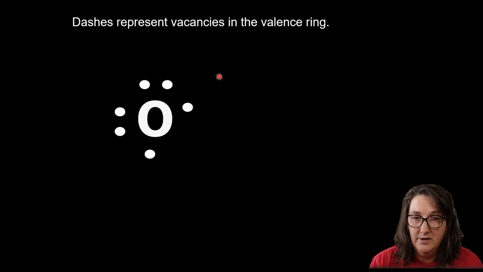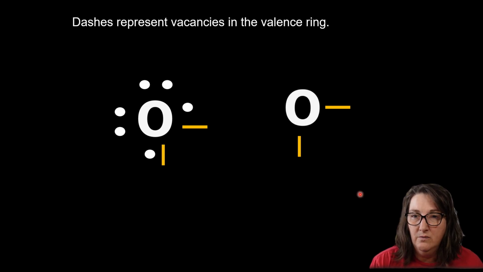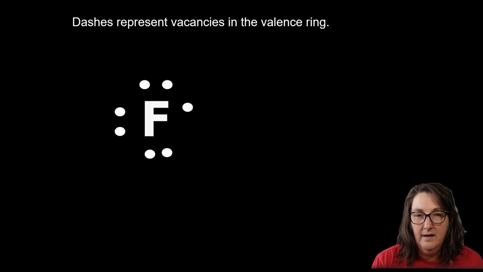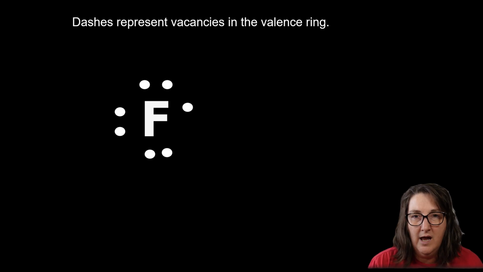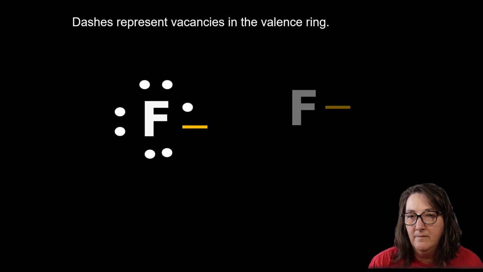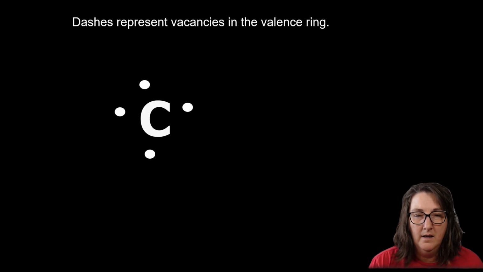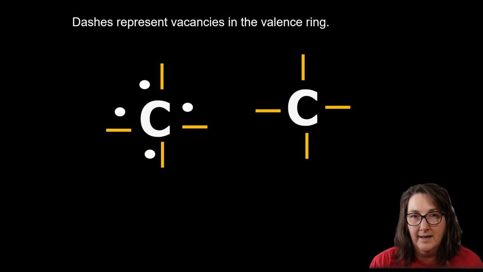Here I have oxygen. I have 6 valence electrons. So how many dashes would oxygen have? Oxygen would have 2, so I would draw it like this. Fluorine has 7 valence electrons, so how many dashes would it have? It would have 1, so I would draw it out like so. Carbon has 4 valence electrons, so it would have 4 dashes, and it would look like that.